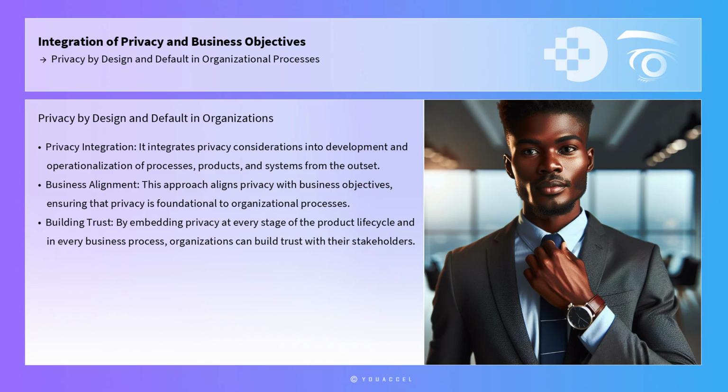It integrates privacy considerations into the development and operationalization of processes, products, and systems from the outset, rather than as an afterthought. This approach aligns privacy with business objectives, ensuring that privacy is foundational to organizational processes. By embedding privacy at every stage of the product lifecycle and in every business process, organizations can not only comply with regulatory requirements, but also build trust with their stakeholders.